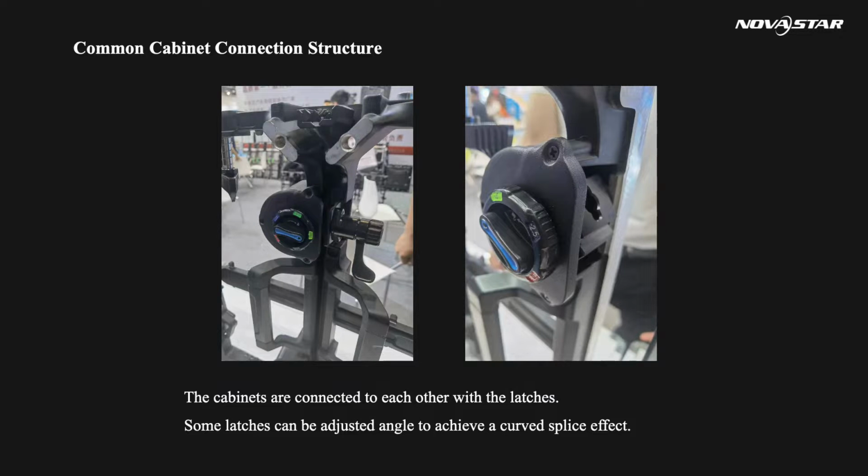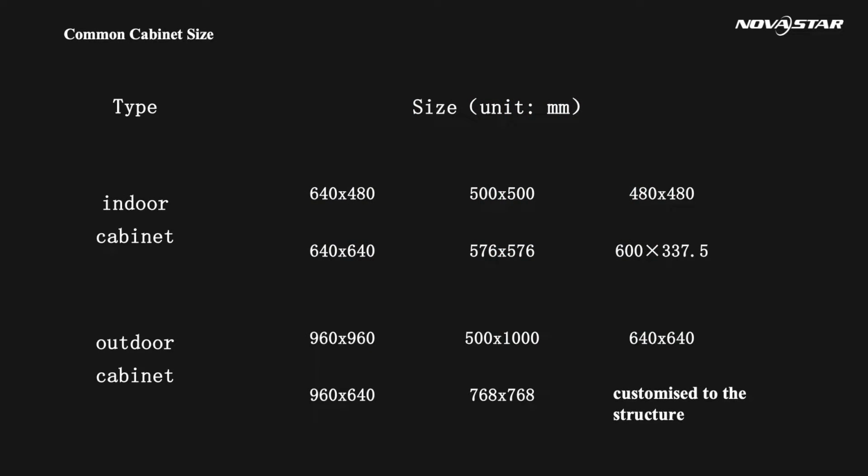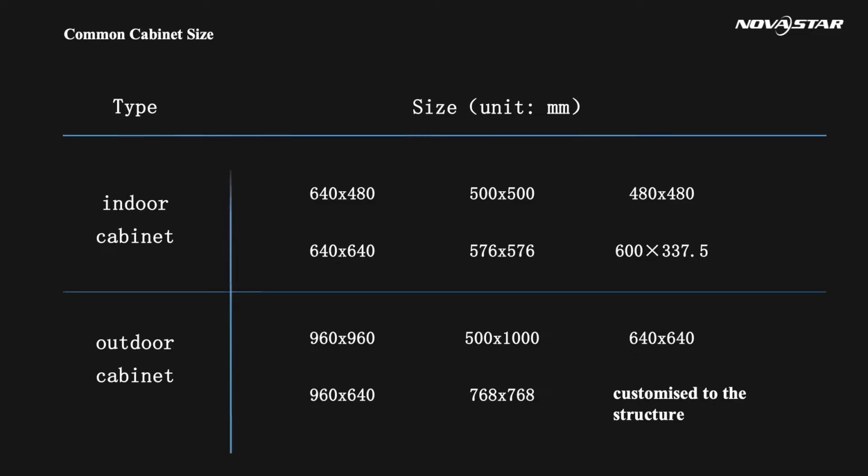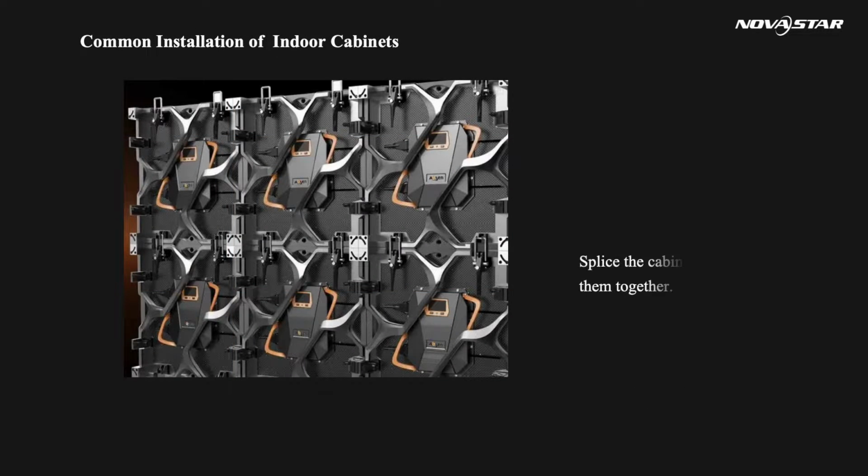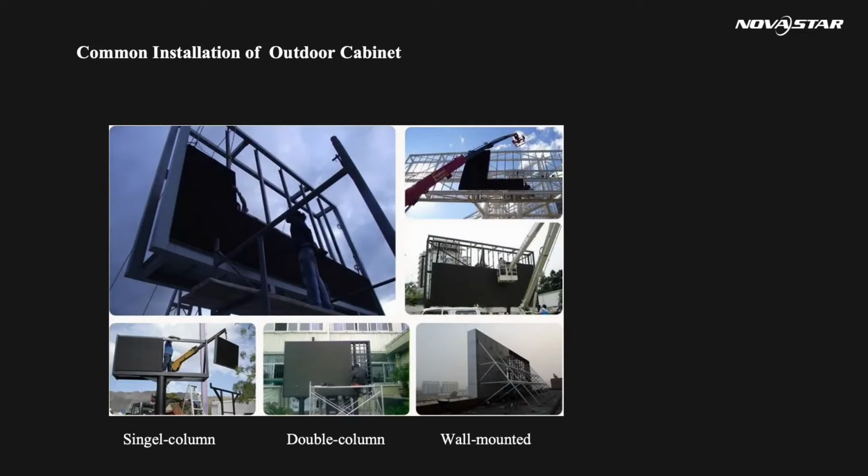Here are some common cabinet sizes in the panel industry. But how do we pile up the cabinets? We can splice cabinets one by one and form them together. We know the LED screen is made of multiple panels, and common ways to hold up multiple panels include single column, double column, and wall mounted. For mounting up the panels, we need to use a crane to install.